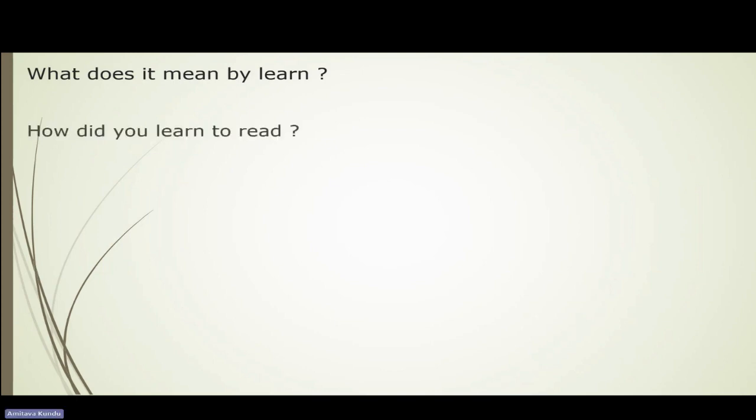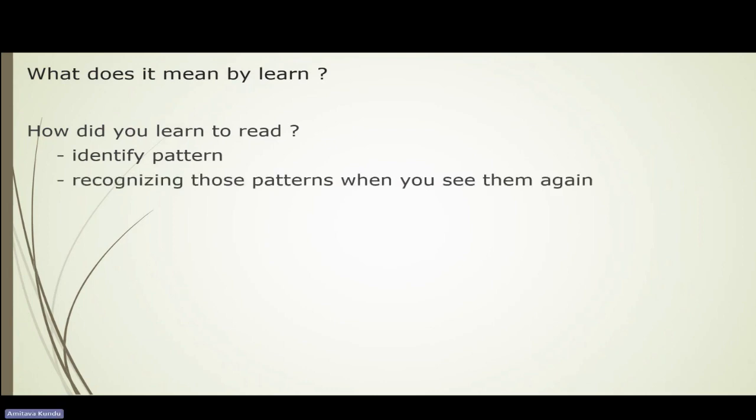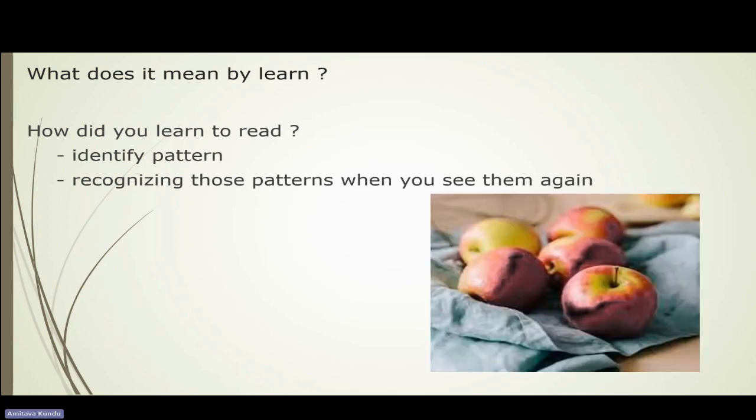How did you learn to read? Identifying a pattern. So recognizing those patterns when you see them again. See, human behavior is hugely dependent on the events of the past. Similarly, machine algorithms depend on the extraction of knowledge from past data.